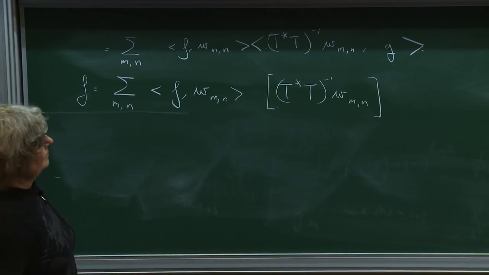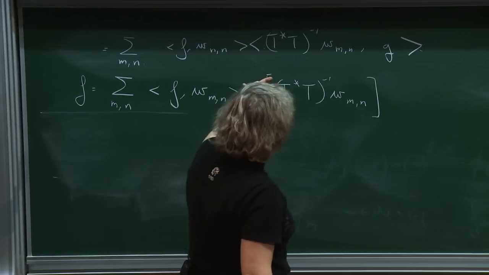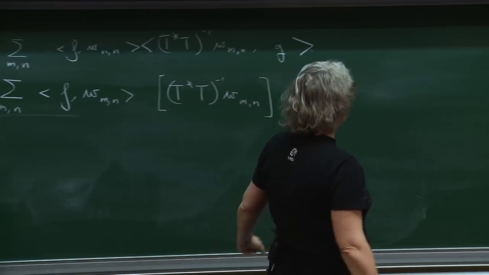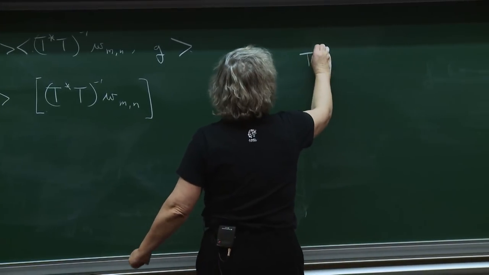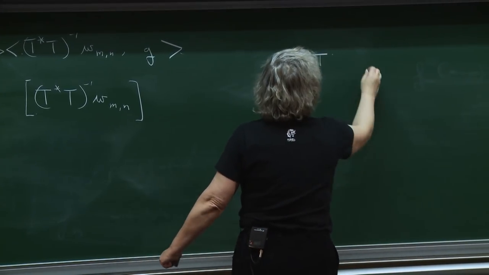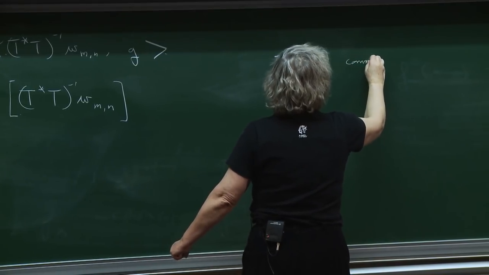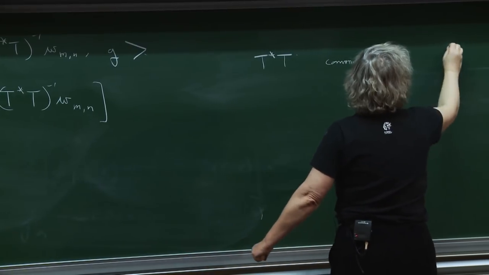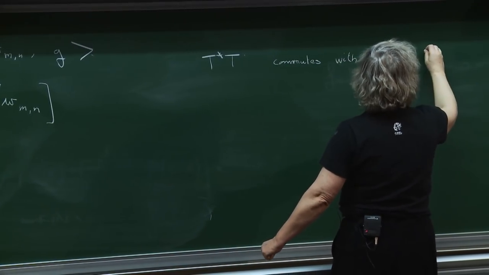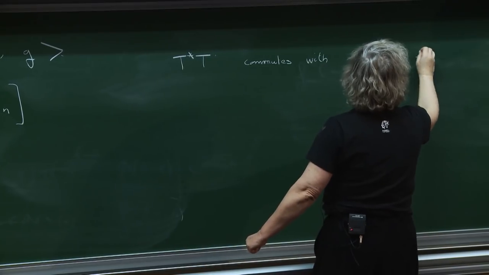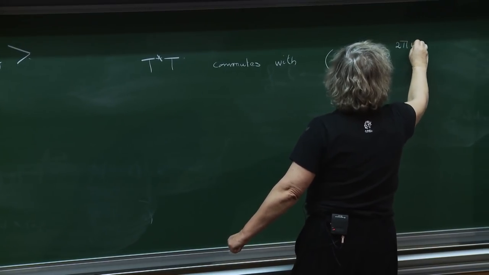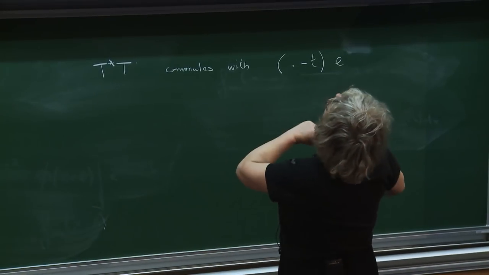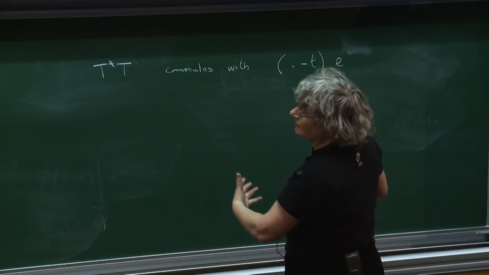Now, you can convince yourself that T star T commutes with translating by minus T and multiplying by 2 to the bi. Well, I had omega, didn't I? What did I do? I've lost it.